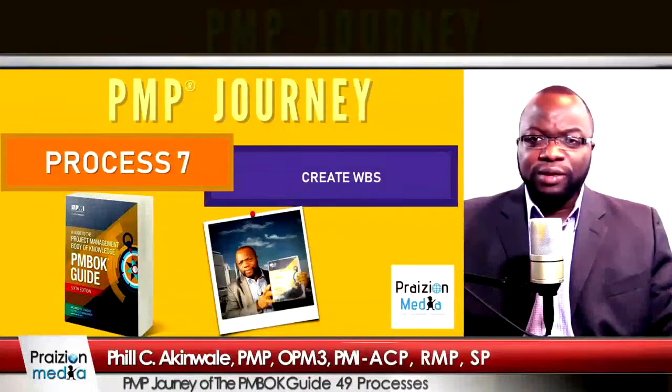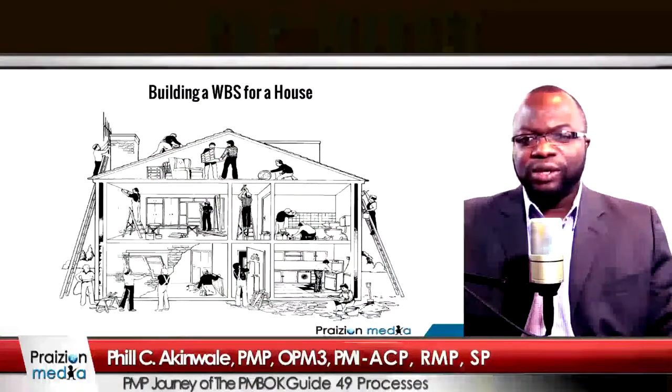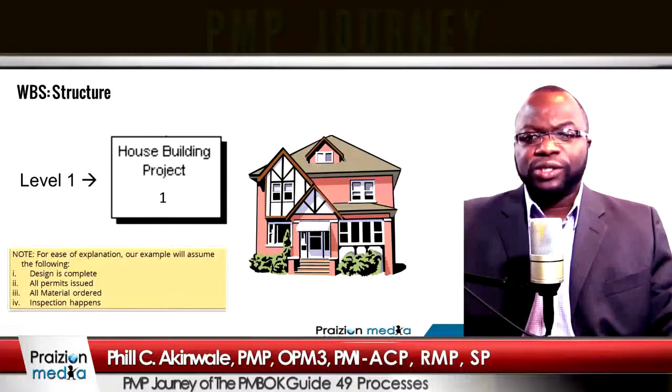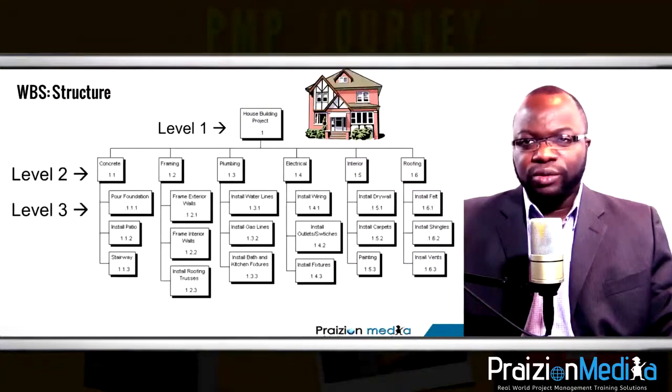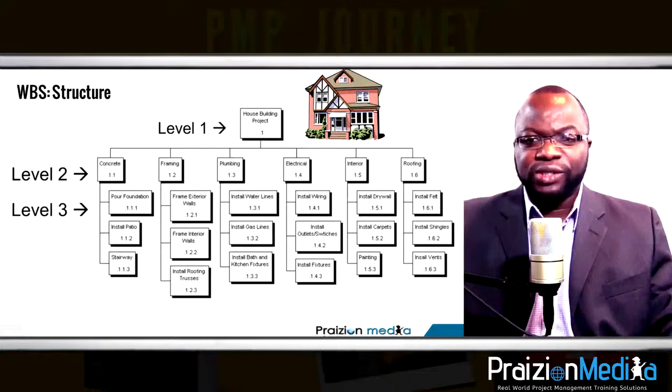Process 7, create WBS. The next process is create WBS. Now, if you haven't seen a WBS, it looks like a family tree, but it shows how the project scope is decomposed into lower levels of detail. Google the term WBS to get a better idea of this.